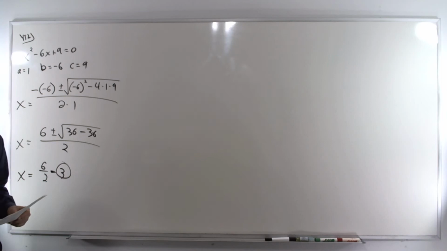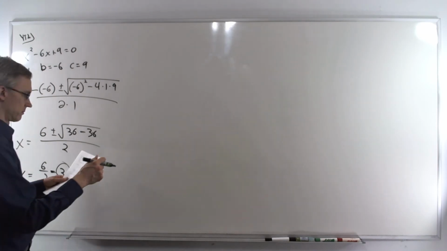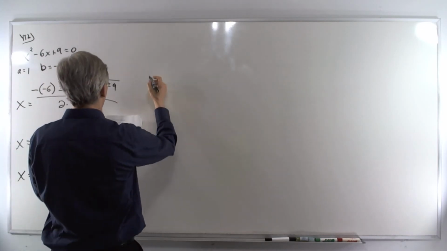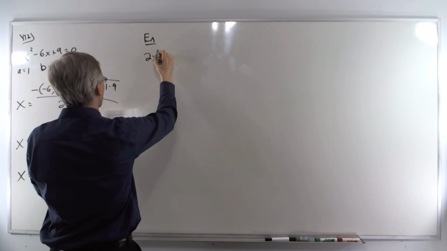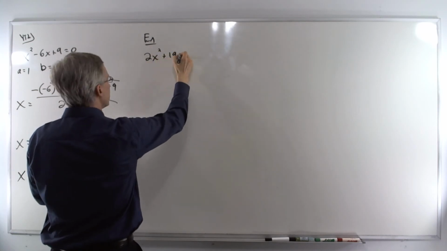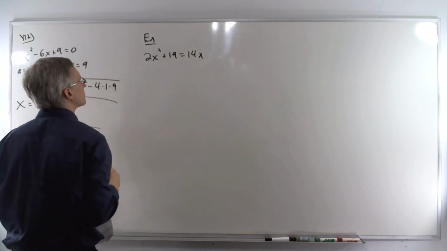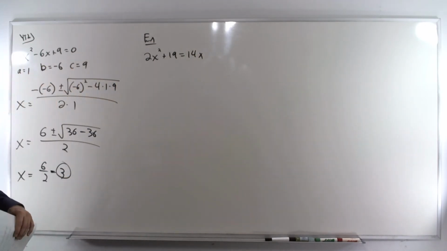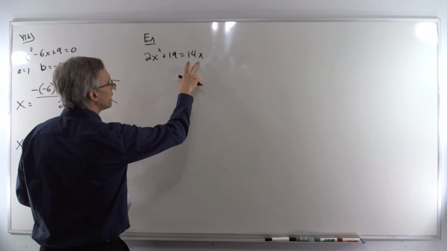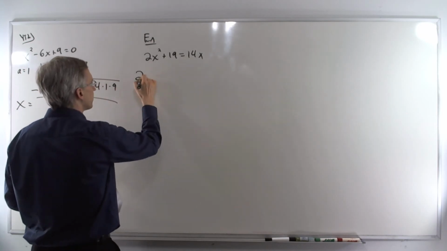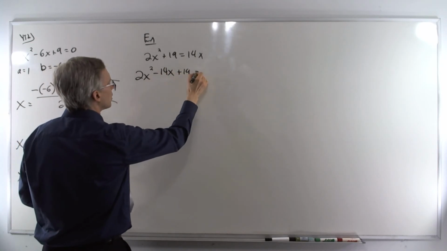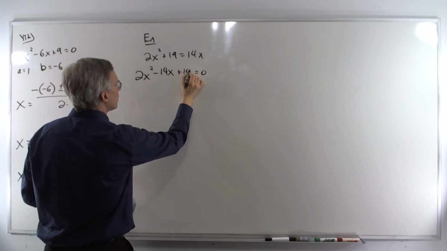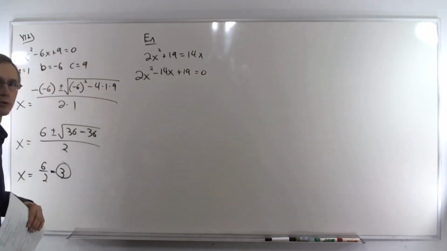So what we've seen up till now is all rational solutions. Now let's look at some that have irrational solutions. For example, 2x squared plus 19 equals 14x. So this is not in the standard form, so the first step, we're going to put it in the standard form by subtracting 14x from both sides. That'll bring it over to the left, giving us 2x squared minus 14x plus 19 equals 0.